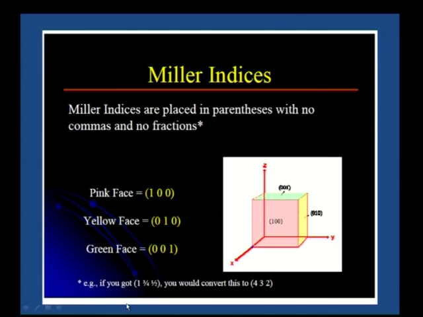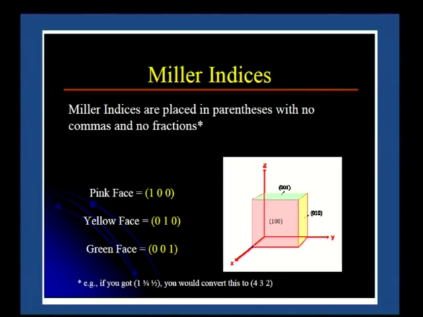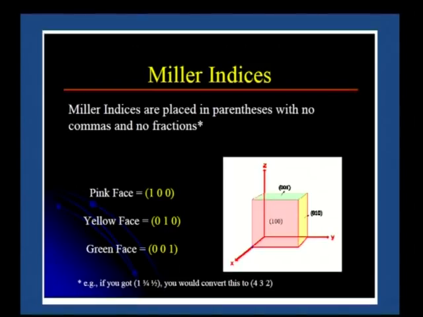Supposing the intersection made by a plane along the y direction is a fraction, say 3 by 4, and 1 by 2 is the intersection made by another plane along the z direction. If that were the case, then you have to convert this, and it will become 4 3 2. You take the inverse of them, and then as I told you in the last lecture, you have to take the LCM, least common multiple, and that will take you to 4 3 2. This will be your Miller indices for a plane like this which cuts at 3 by 4 and 1 by 2 along the y and z directions.